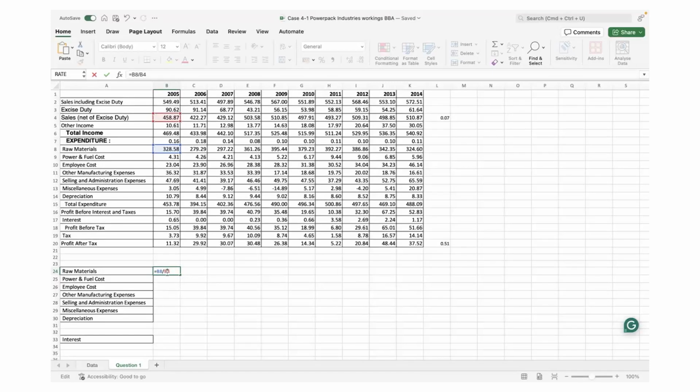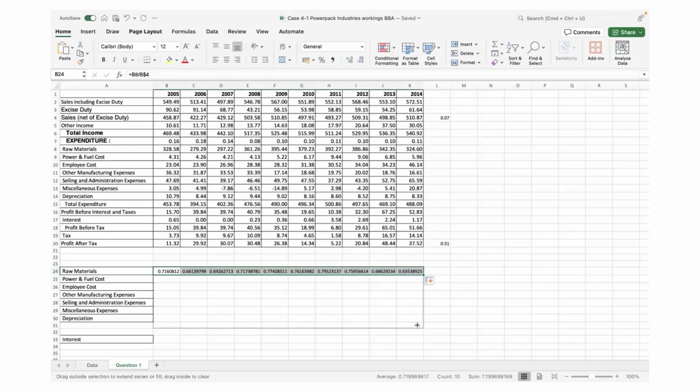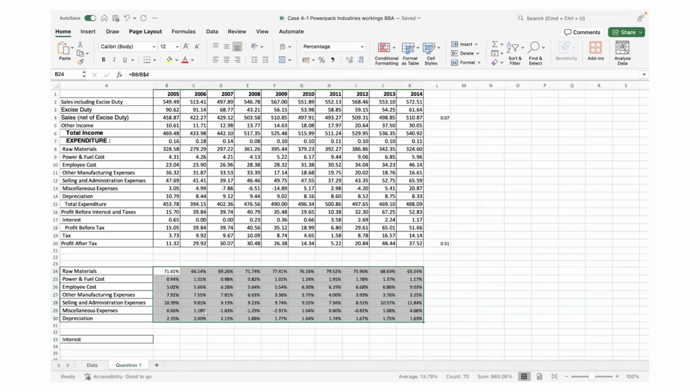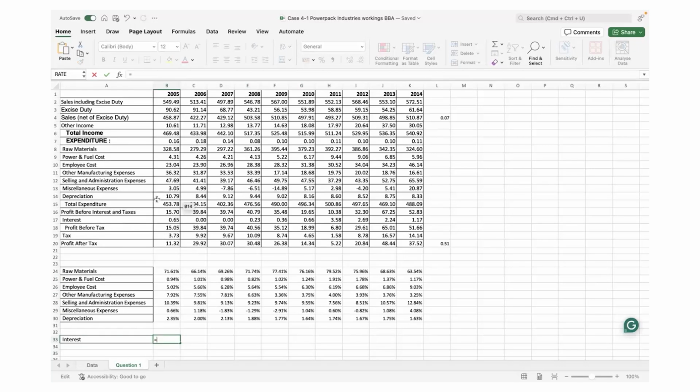Let us lock the row 4. No, row 4 should be floated. It is locked. So, what we have done is that we have computed the raw material cost as a percentage of sales for every year, and like that for every other cost we have done. The next one is interest as a percentage of sales.